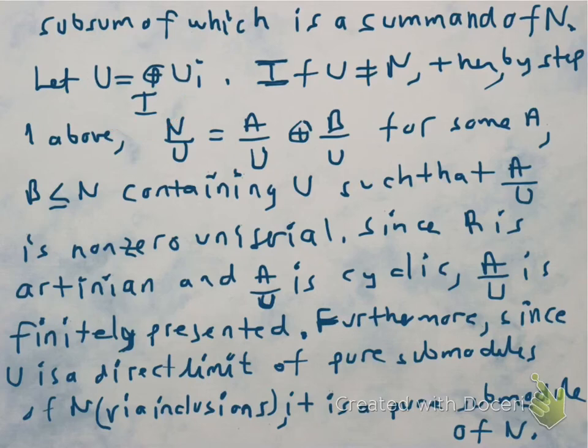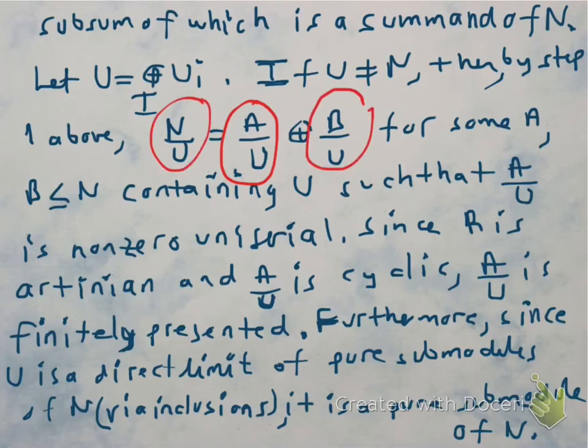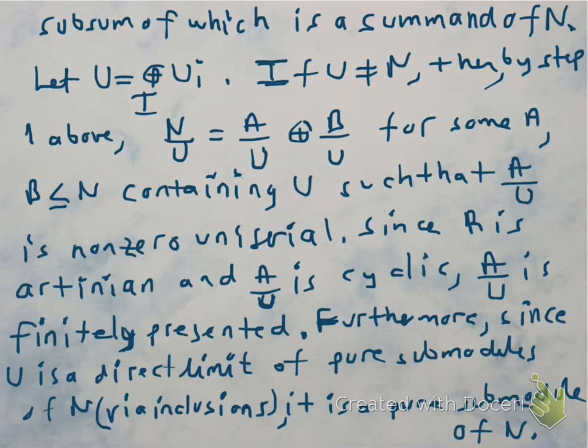And here's what we do. If U is not equal to N, then N over U, the factor module, is non-zero. Then by step number 1, it contains a cyclic uniserial direct summand such as A over U, which is complemented in the direct sum by some B over U in N over U. Okay? And what we have is a cyclic uniserial direct summand of N over U.